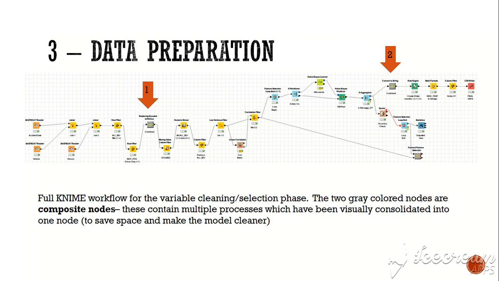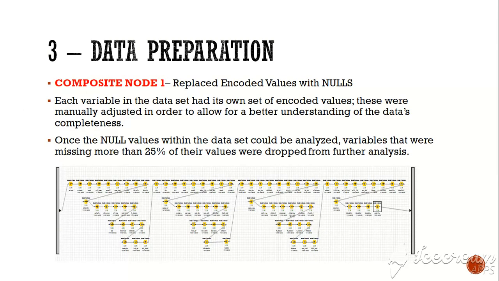The next node in the workflow is what's known as a composite node, which is a node that's just been visually consolidated and contains multiple processes. The first composite node contained math formulas, which were used to replace encoded values with nulls. Each variable in the dataset used a slightly different encoding scheme, meaning that we couldn't just use a single math formula node to correct all variables in the dataset.